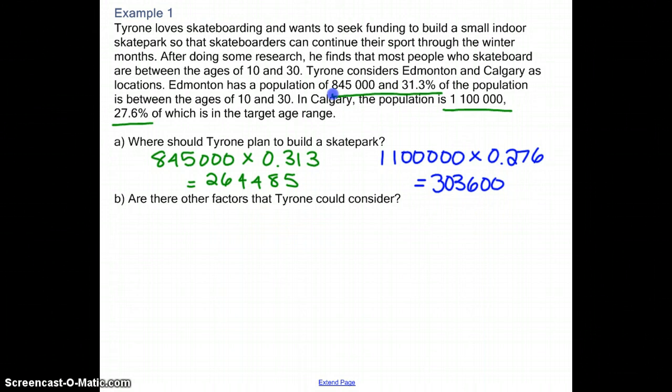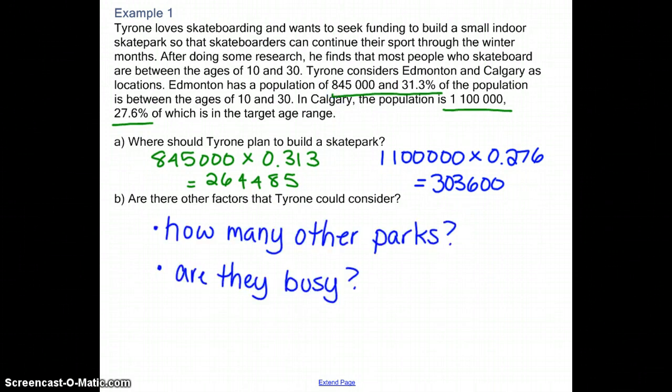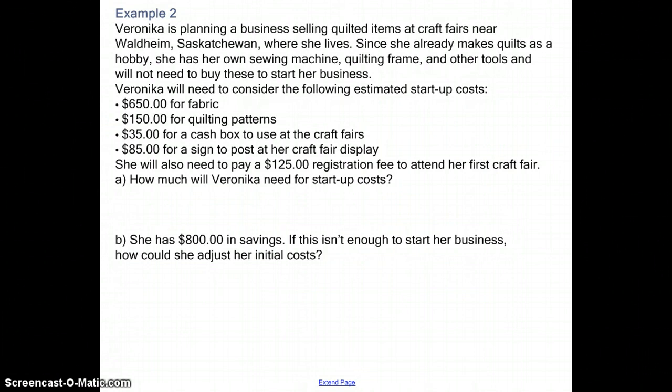However, there are some other factors you should consider. For example, how many skateboard parks? And are they busy? Those would be some other factors to consider. Now let's look at example 2.